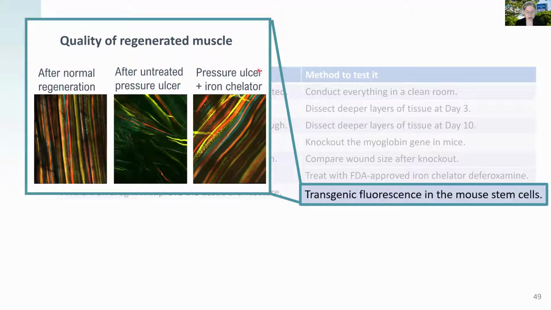If the pressure ulcer gets treated by the iron chelator, this is the level of regeneration we get. It's not perfectly parallel, it's not perfectly straight. There's some stragglers, but a lot of that's going to be viable upon contraction. And so that could also help cushion the region from re-injury. These look like anecdotes, but we do have it quantified for a large number of images and across multiple mice, and this holds up. It's pretty cool.